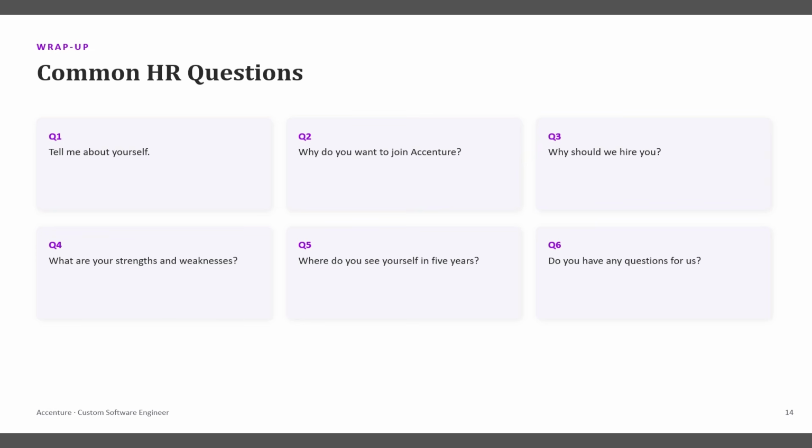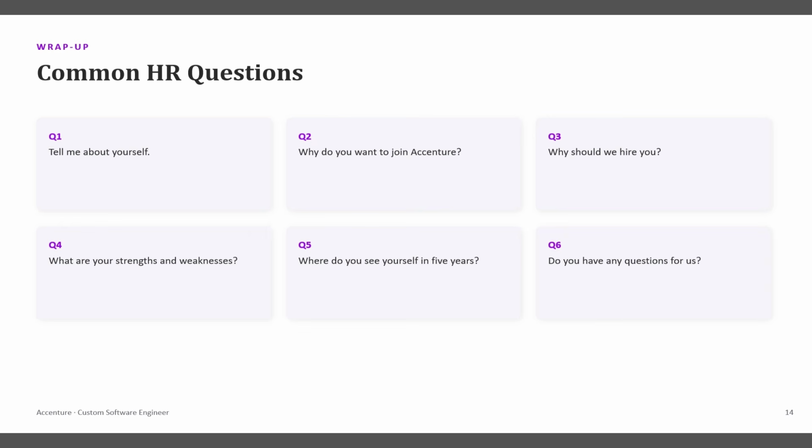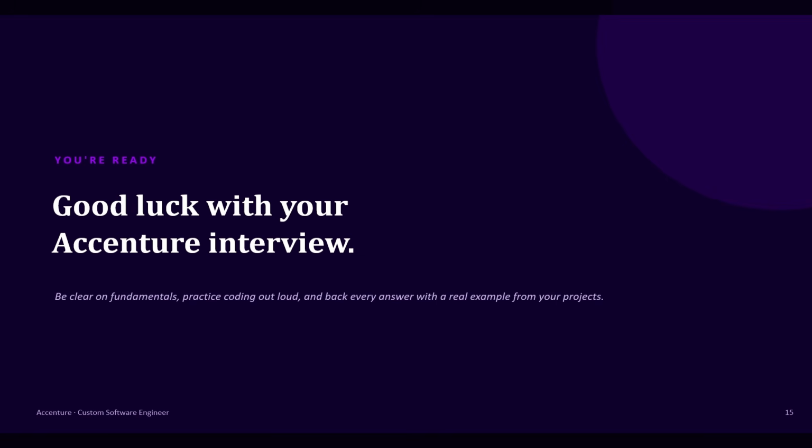Here's the mistake I promised to tell you about. Most freshers either give a generic, copy-pasted answer for why Accenture, or they say, I don't have any questions at the end. Both are red flags. Research one specific thing about Accenture's work, their projects, their tech stack, their client work, and always ask at least one thoughtful question back. And that's the complete roadmap: over 230 real interview questions across 12 topic areas. Everything you need to walk into your Accenture interview fully prepared.